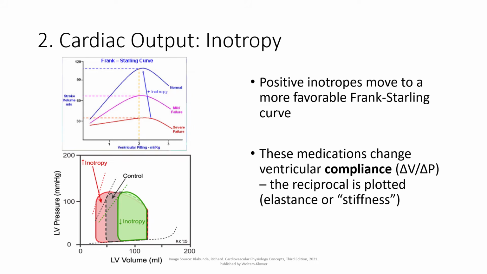impair ventricular filling. In a disease state such as dilated cardiomyopathy, the ventricle remodels and becomes very dilated without appreciable thickening of the wall. Remember this, the positive inotropes generally move to a more favorable position on the Frank-Starling curve as diagrammed on the slide.